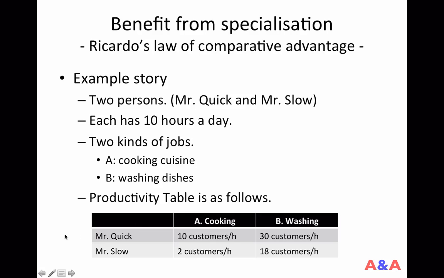For example, if Mr. Quick spends 1 hour on cooking, he can serve 10 customers. He can cook dishes for 10 customers. Or, alternatively, if he spends 1 hour on washing, then he can serve 30 customers. He can wash dishes for 30 customers. On the other hand, if Mr. Slow spends 1 hour on cooking, he can serve 2 customers. If he spends 1 hour on washing, he can serve 18 customers. Note that Mr. Quick is more productive than Mr. Slow in both types of jobs. He's better at both cooking and washing.